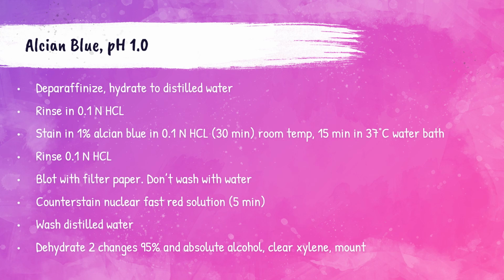The sections are blotted with filter paper. It's important that it is not washed with water, as it can cause a pH change, which leads to the stain not working properly. So after this blotting with the filter paper, the section is counterstained with nuclear fast red solution for 5 minutes and then washed in distilled water. Then dehydrate with 2 changes of 95% and absolute alcohol, clear it with xylene, and then mount with synthetic resin.